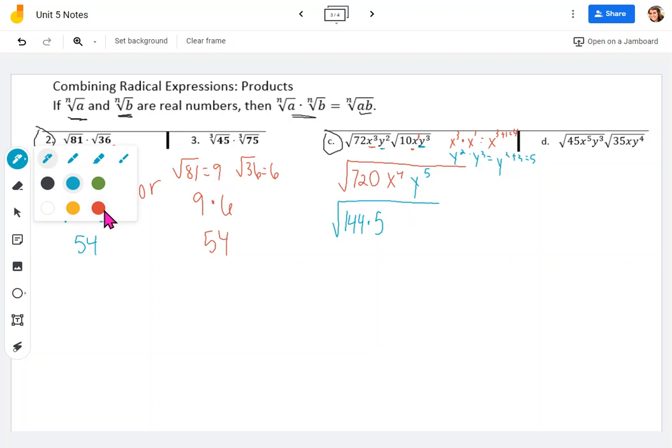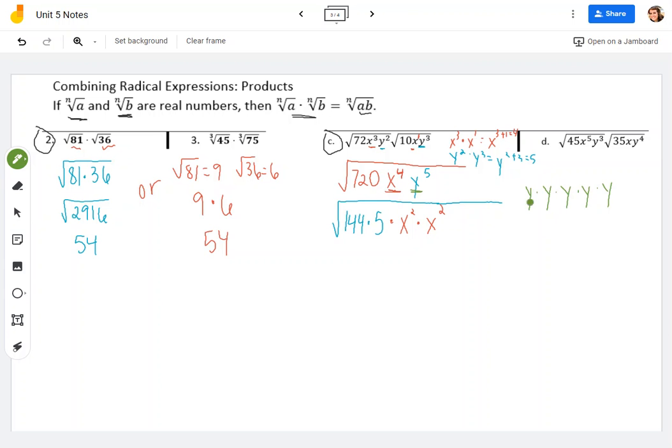And then this x to the fourth, I'm going to rewrite that into pairs, into sets of x squared. And then last but not least, I have y to the fifth power. So if I think about y to the fifth power, that's 5 y's. So I can get 2 pairs, but I'm going to have 1 left over. So I'm going to write y squared times y, my little leftover. Okay, now I can simplify.